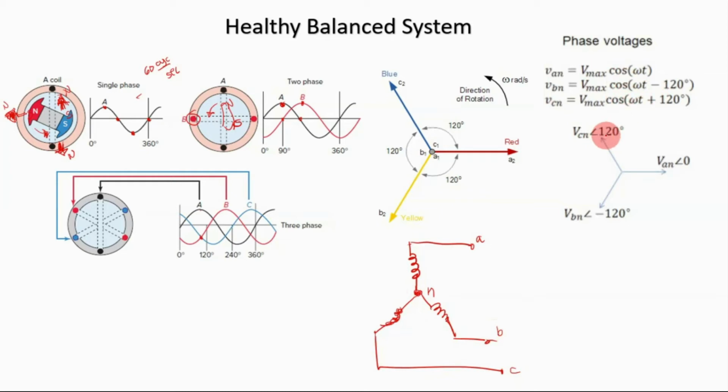You can also write it in a symbol here. Some professors pronounce this as CIS, an abbreviation for cosine plus i sine. Some other professors use an angle. So VAN is at angle 0, VBN is at angle negative 120 degrees, and VCN is at angle 120 degrees. Your VAN is cis of 0 or angle 0, your VBN is cis of negative 120 degrees, and your VCN is cis of 120 degrees. So this is for your phase voltage.